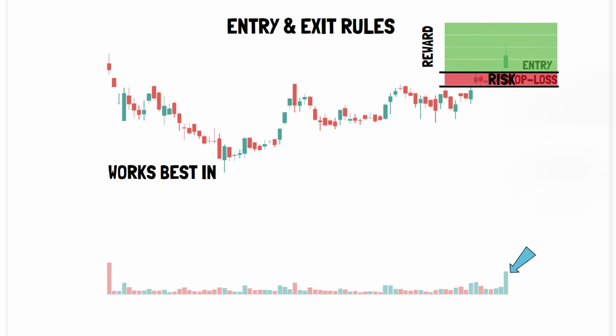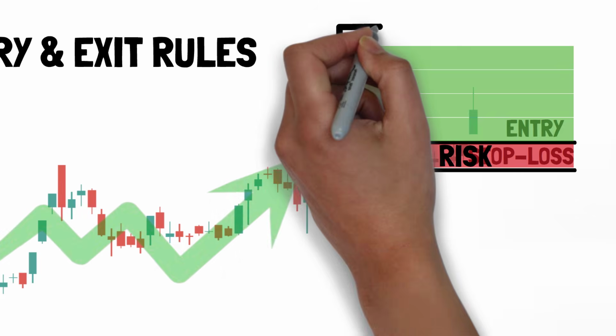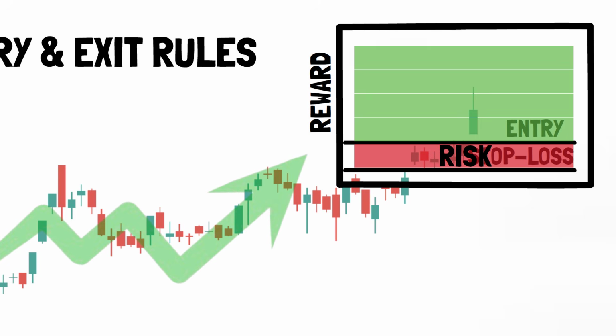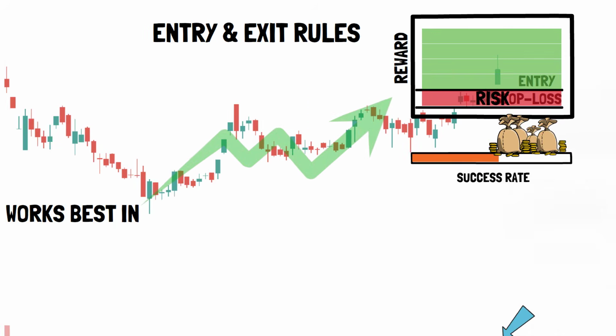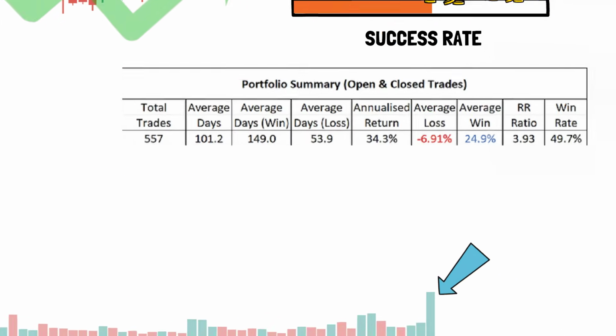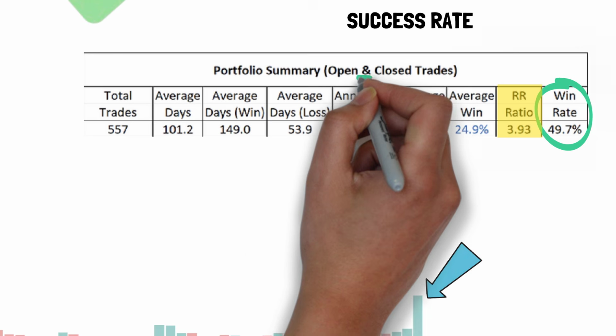These patterns work best in trending markets when you can clock high success rates. Having said that, if you can maintain low risk and high reward, even a low success rate can be profitable. You can see here that my win rate is nothing spectacular, but with a solid risk-reward ratio, I still make solid returns.